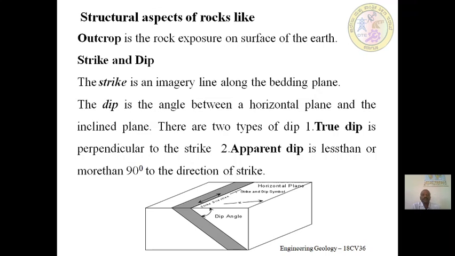The strike and dip. Due to the strike and dip, we can measure the direction and also analyze the deformation directions and which side force will be acting. The strike is an imaginary line along the bedding plane. The dip is the angle between a horizontal plane and the inclined plane. There are two types of dip. One is true dip, which is perpendicular to the strike. Second one, apparent dip, is less than or more than 90 degrees to the direction of strike.